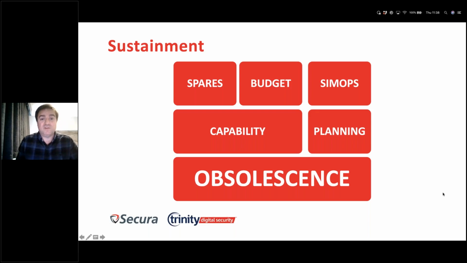So SimOps, simultaneous operations, needs to be considered, because that again can reverse back into our planning, which could impact our budget. And it may mean that we have to hold on to supplier capability for longer than planned. And if that's limited because they don't have much of it, that might be difficult. So planning and understanding obsolescence up front isn't just about whether we can actually modify something or not. There are many other facets that must be taken into account in a successful project.